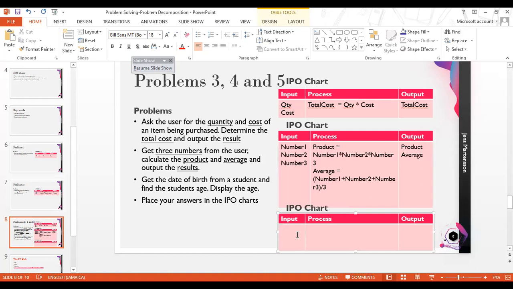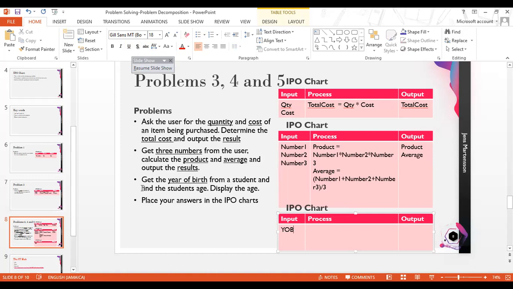Last example now is get the date of birth from a student and find the student's age. Now, I really want to change this to year of birth instead of date of birth. So I'm going to change that. You have been given, obviously, one explicit input. So we underline that. And that's our year of birth. I'm going to use YOB for short.